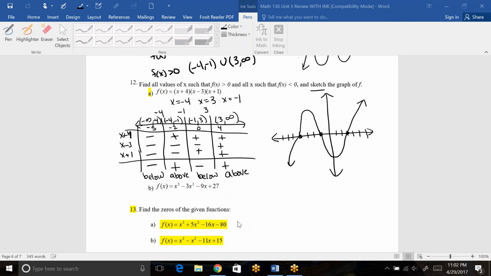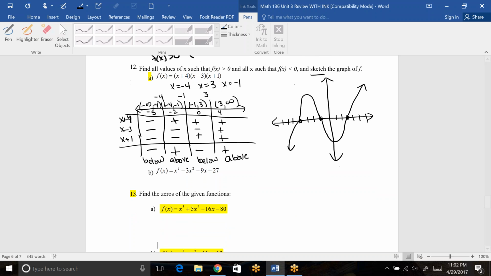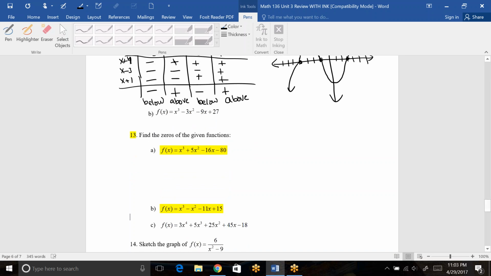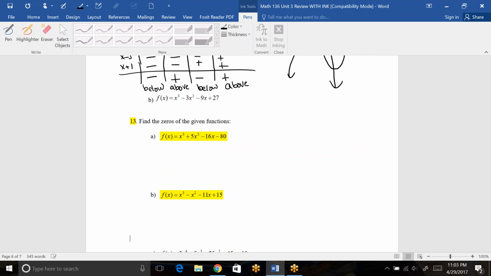All right, so we are getting closer to the end. 13, like I said, don't worry so much about C. Still try it for your review points, but I would really focus on A and B for the level of difficulty that we need to expect. This says find the zeros of the given function.